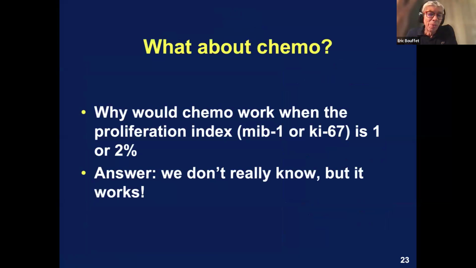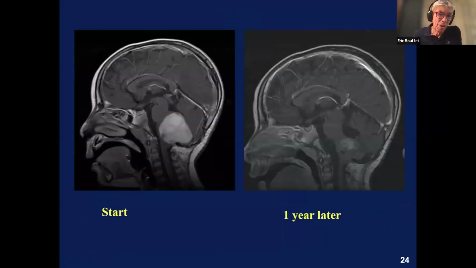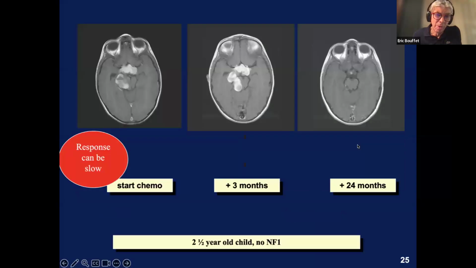So the question is, when you give chemo, you may wonder, why do I use chemo when the proliferation index is low? Should I wait, or is there any rationale for chemo to work? And we don't really know why it works, but it works. Look at this patient, had 1 year of chemotherapy, and look how much the tumor shrunk with chemotherapy. And response can be very slow.